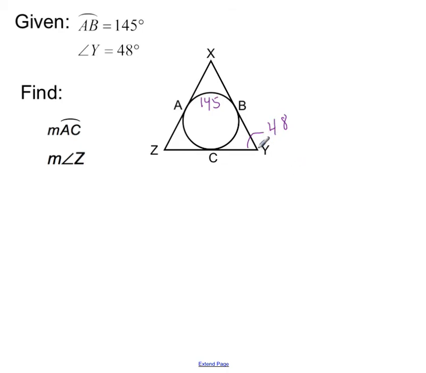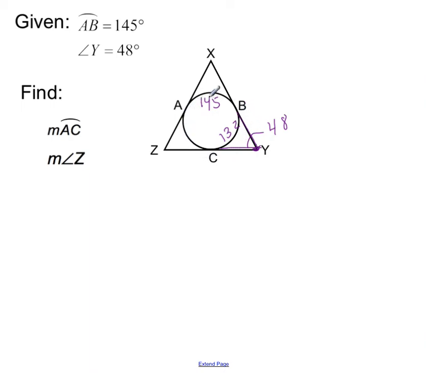Now notice that I have an angle here where my vertex is outside of the circle. And remember the theorem we just discussed. The measure of this arc plus the measure of the angle is equal to 180 degrees. So this must be 132.